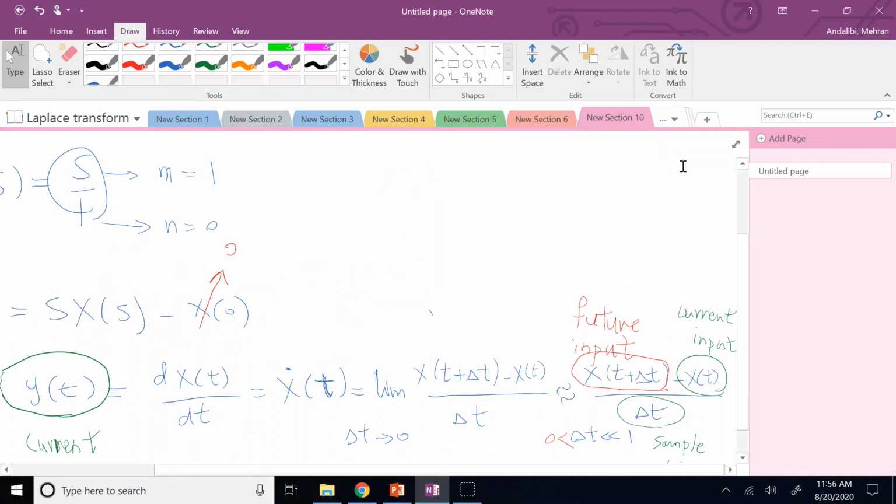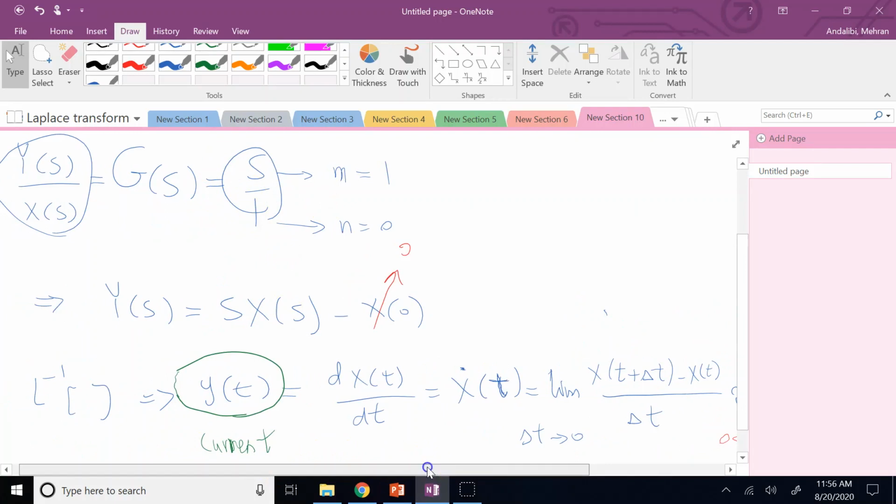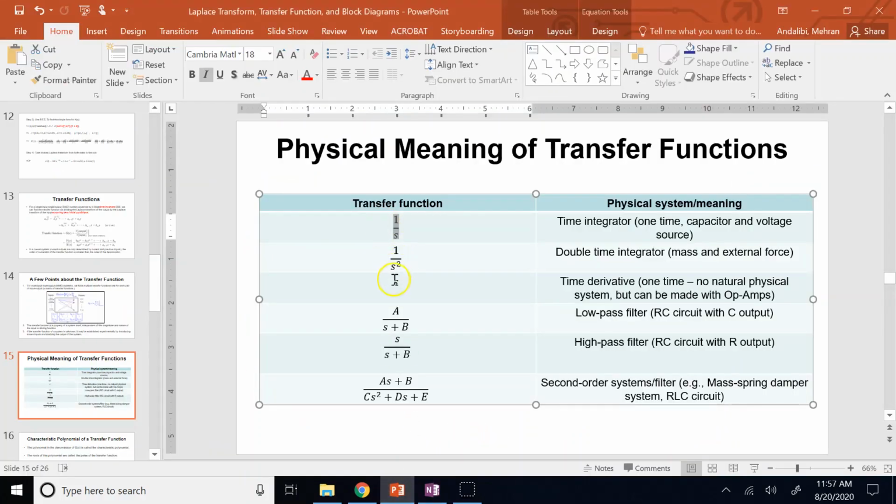Yeah, if it's s instead of 1 over s, then what does that mean? It means the input is the derivative of the output, right? So you're taking the time derivative of the input to get the output, correct? So s means time derivative, 1 over s means the opposite of that, a time integrator. Now, if you have 1 over s squared, what does that mean?